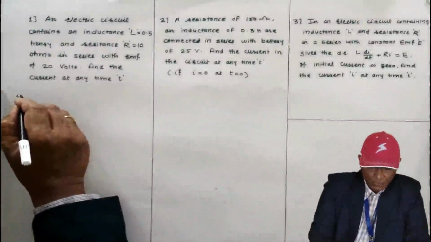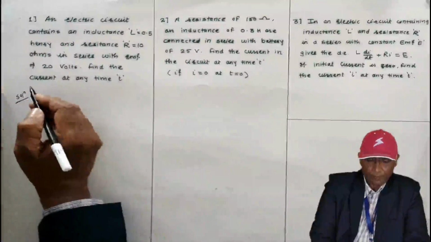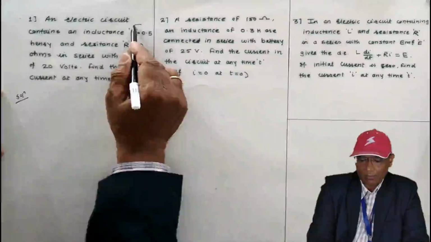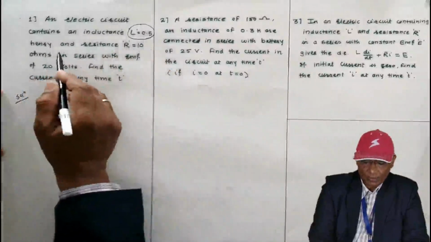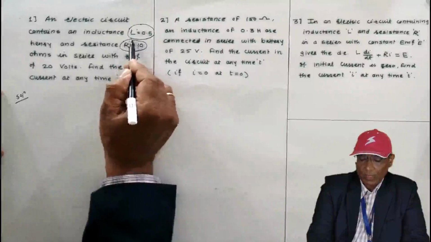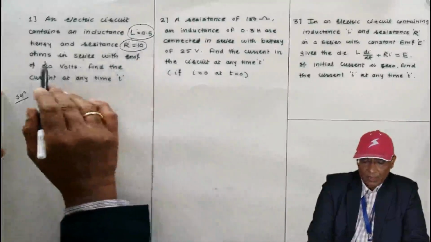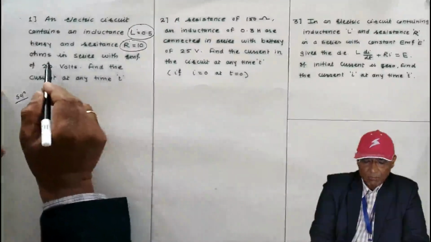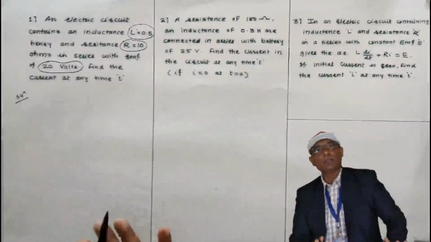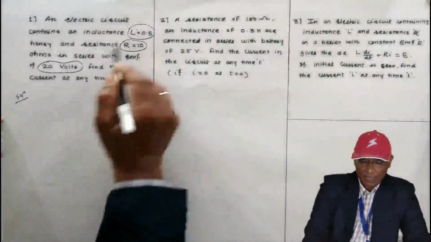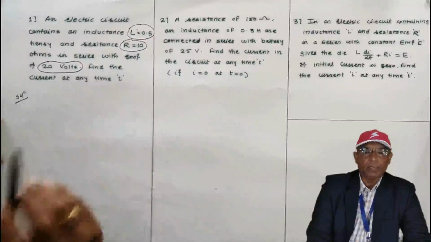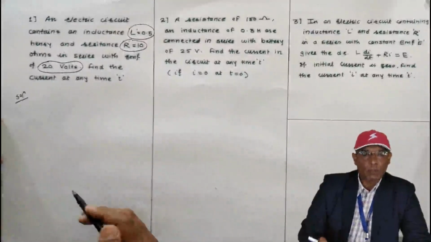Now the first problem, this we are going to solve. It's very simple. An electric circuit containing inductance L of 0.5 Henry, resistance R ohms, value of R is given, and in series with the EMF of 20 volt, this capital E is also given. Three values are given, R, L and E, only three values are required. Find the current at any time t. So how do you solve this problem?